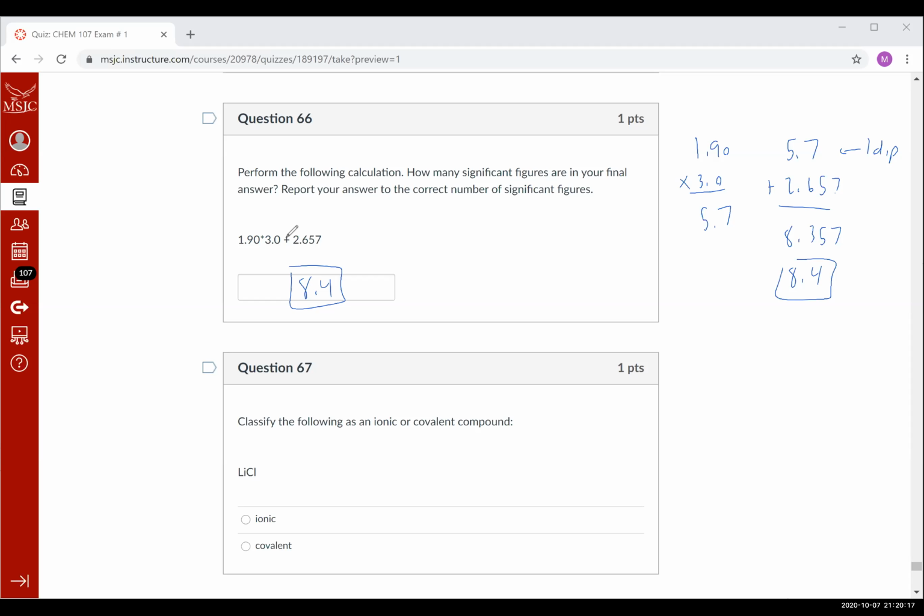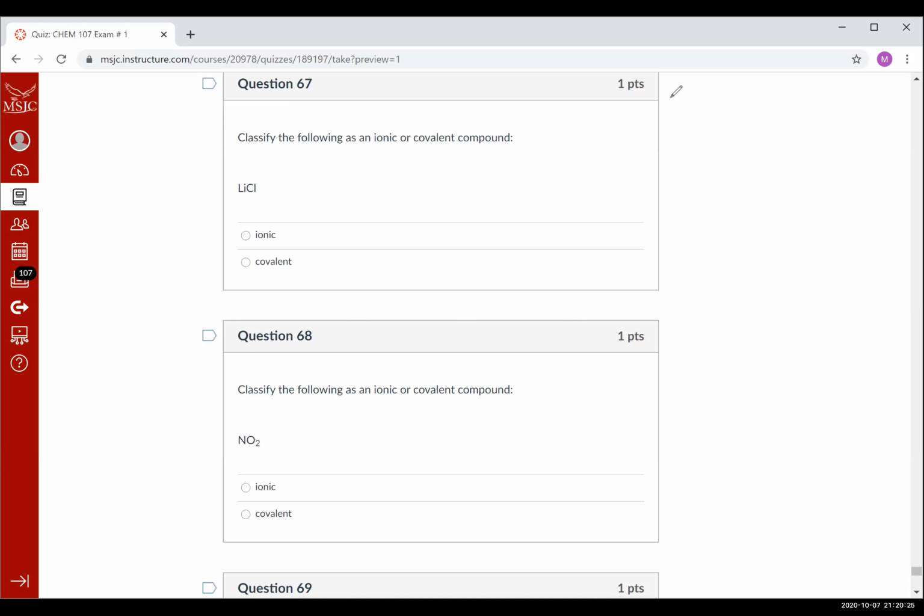Okay, so continuing on, we're going to look at question 67. We're classifying this compound as ionic or covalent. I see the presence of a metal. What does the presence of a metal tell us? Ionic. Yep, exactly right. Now looking at NO2, I see two non-metals. Would that be considered ionic or covalent? Covalent. Yep, exactly right. Does this make sense to everyone? Perfect.